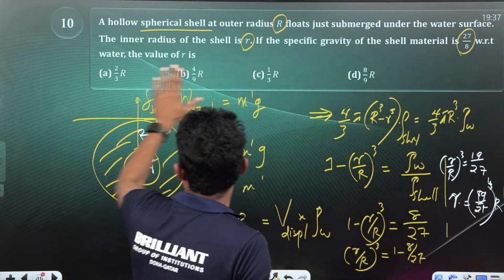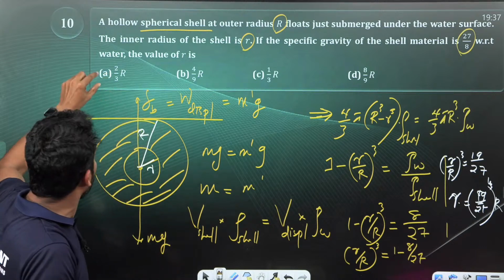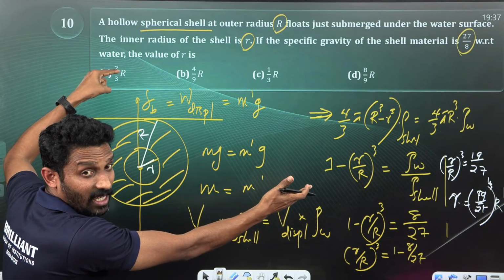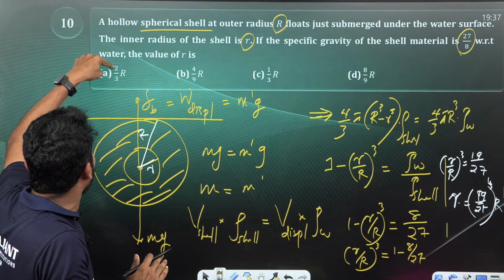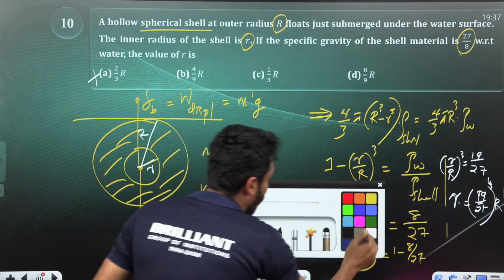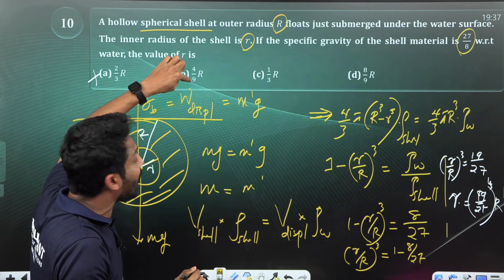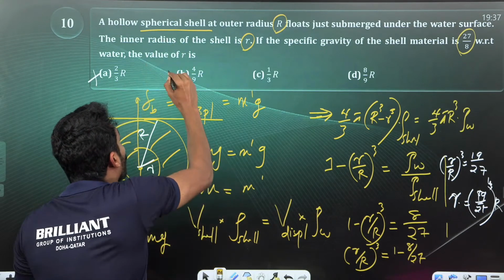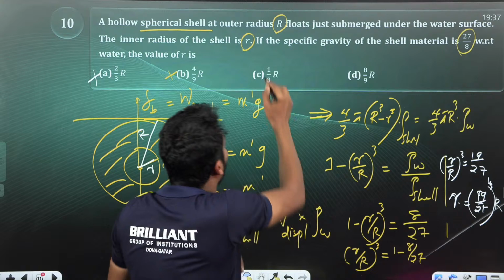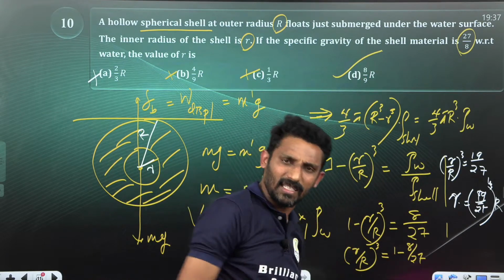Now you just observe these values. See, this 2 by 3, just take the cube of this one, will you get 19 by 27? No. Cube of this one is 8 by 27. So this is not the answer. Now you just take the cube of this one. 4 cube is 64, then 9 cube is 729. So this is not the answer. Now cube of this one, 1 by 27, is not the answer. Definitely this will be the answer. We can easily check that.